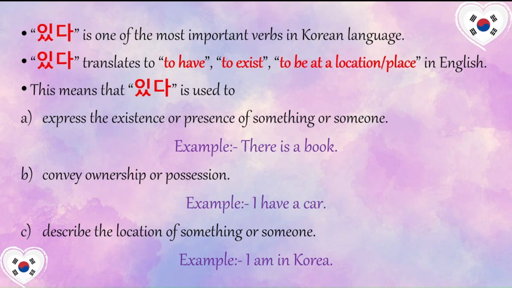Second, it is used to convey ownership or possession, which means when you have to say that you have something. Possession का मतलब क्या हुआ? To have something. So for example, you have to say I have a car. Then in that case, you are going to use itta while translating this sentence in Korean. Okay? And the last situation is when you have to describe the location of something or someone. Then also you use the verb itta. For example, you have to say I am in Korea. So while saying this sentence in Korean, आप कौन सा verb use करोगे? Itta. So these are the three situations in which itta is used.